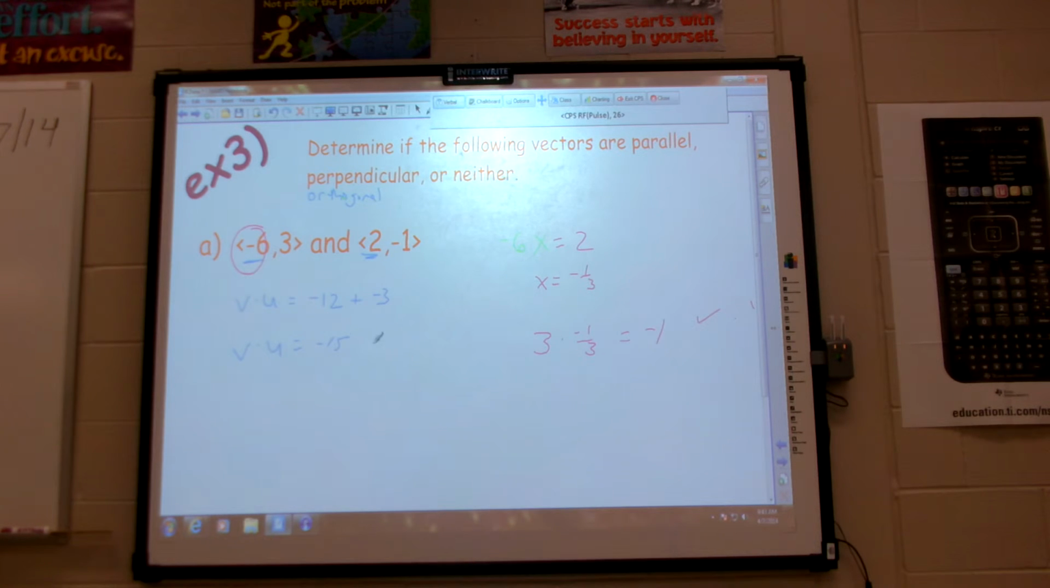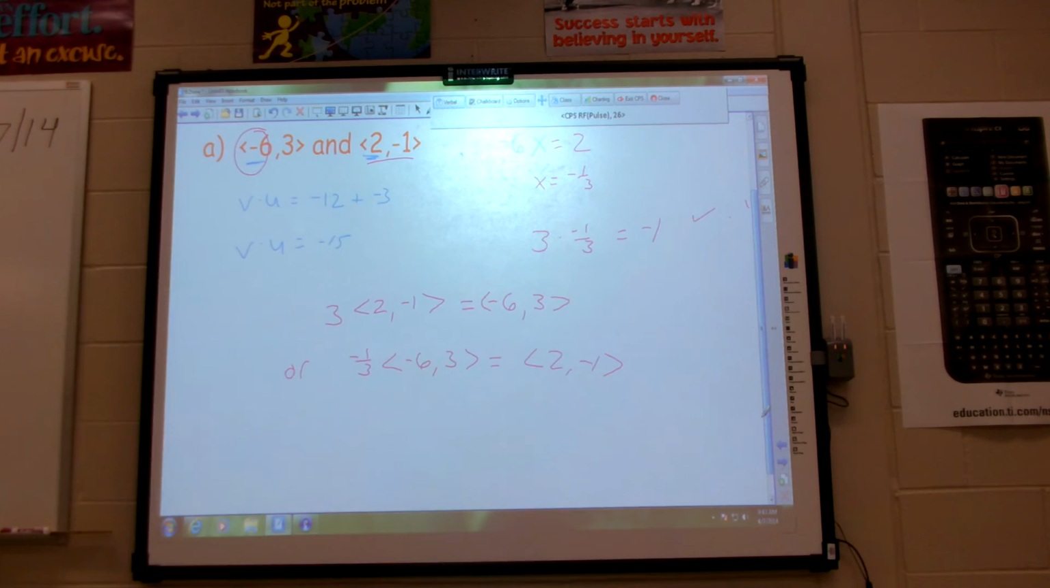Yeah. So you can set up an equation because they're not all going to be this obvious. But we can see that they're multiples of each other. And I need an explanation so I can follow your logic. Just do 2 times negative 1. If I times that by 3, I get negative 6, 3. Or you could say negative a third times negative 6, 3 is 2, negative 1. Either one of those is the same explanation. So, therefore, they are parallel. Would the top one be negative 3 too? Yeah.